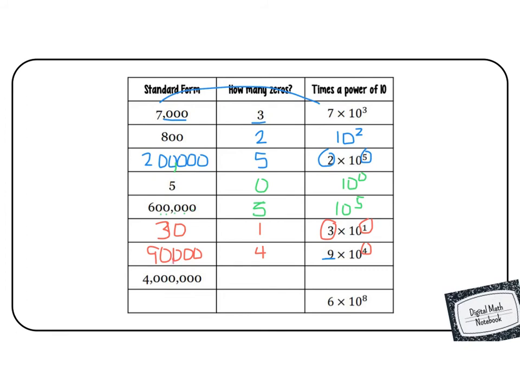Okay, the next one we're starting with our zeros. We count 1, 2, 3, 4, 5, 6. So that's 6 zeros. So we would call that 10 to the power of 6.